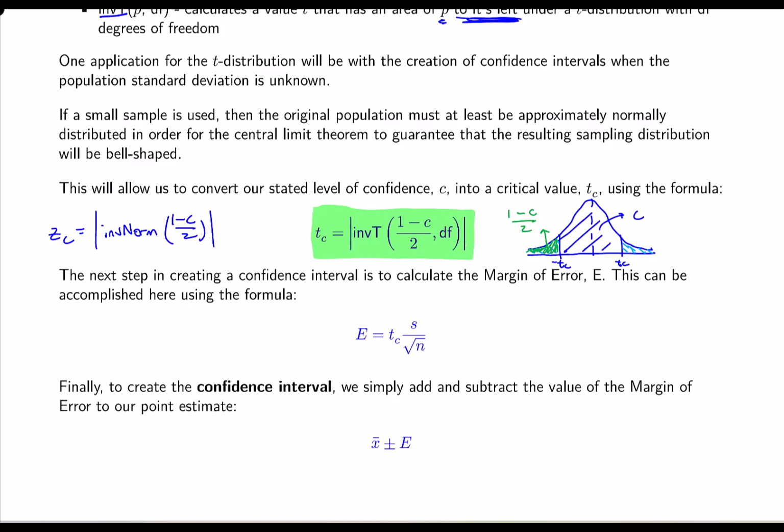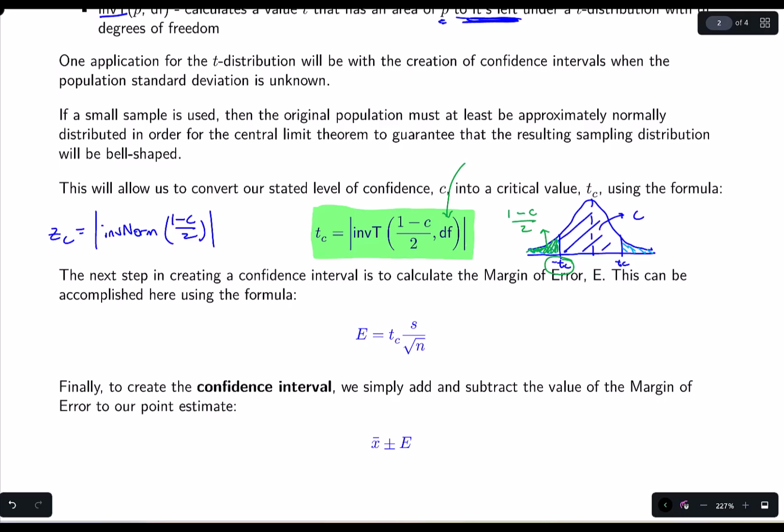And that is the area to the left of this value right here, which is what inverse t can look up for us. But do keep in mind, we have to know the number of degrees of freedom, which you'll be told in the problem that you're using a sample size of 15 or 35 or whatever. You just need to know that the degrees of freedom is just one less than your sample size. But otherwise, we calculate that in the exact same way that we did for normal distributions.